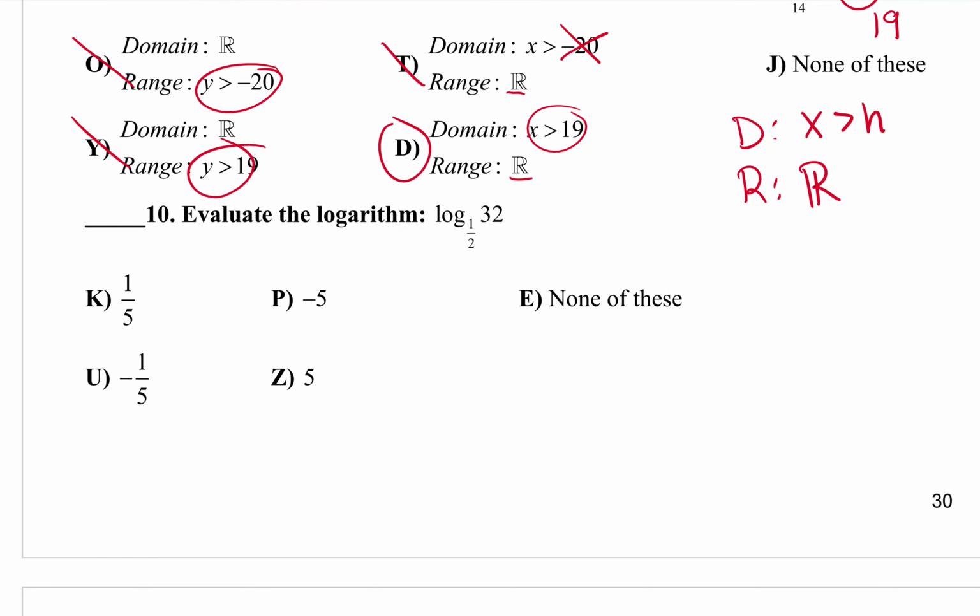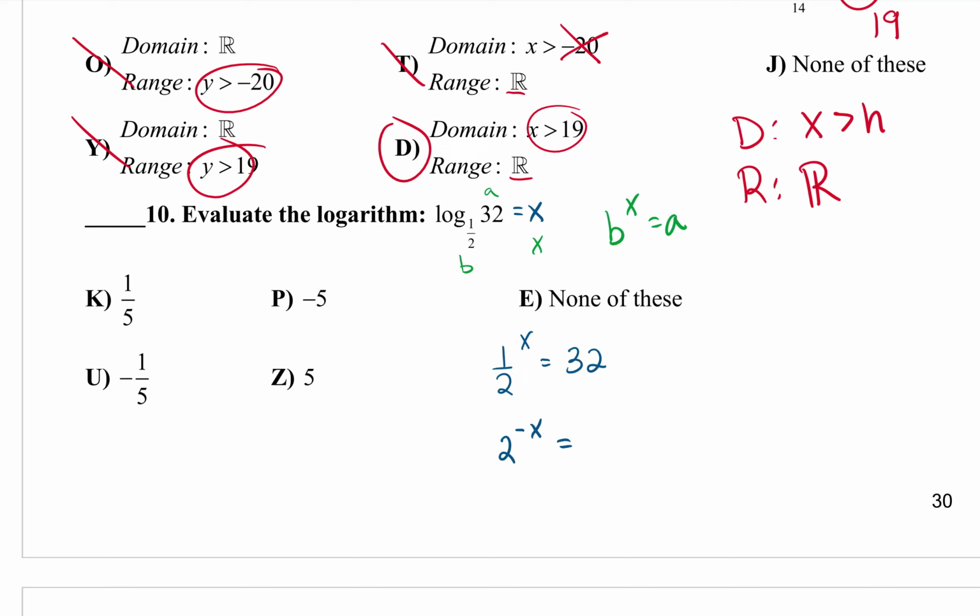All right, last one on this page, 10. Evaluate. So if you remember to evaluate, all we do is set it equals x and then convert. So to convert, I have b, I have a, I have x, and I want b to the x equals a. All right, so 1/2 to the x equals 32. And I want to get a common base. Well, I don't want fractions because I can't work with that. So I'm going to flip that fraction to be positive 2. And remember, when you flip a number, you just add a negative on the exponent.